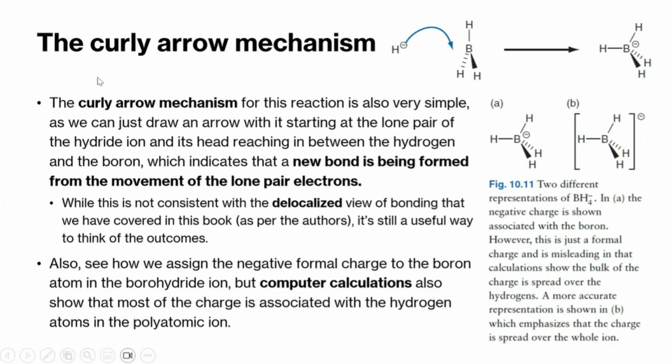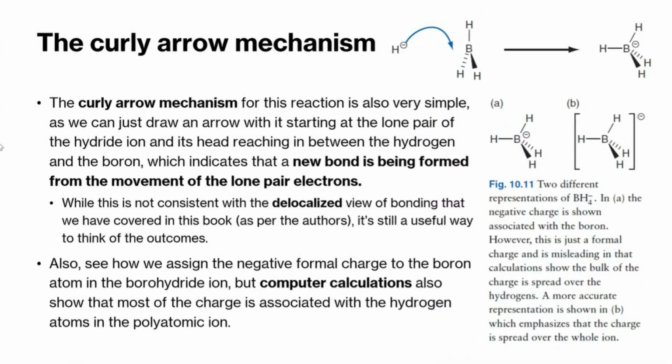So next I want to go over this curly arrow mechanism. The curly arrow mechanism for this reaction is also very simple. We just draw a curly arrow that originates from that pair of electrons on the hydride ion to that space in between the hydride ion and borane, indicating a new bond is being formed. Now, while this is not consistent with that delocalized view of bonding that we covered with this book, it's still a useful way to think of how the outcomes can change.